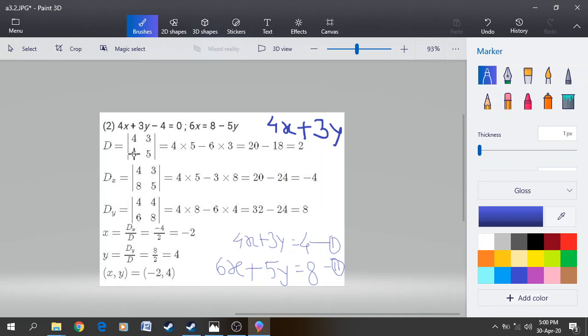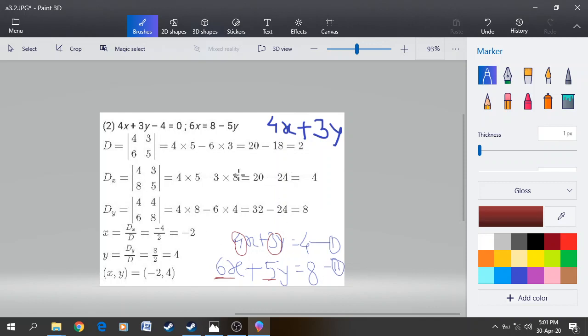After getting these equations, we can see that the determinants are calculated. The D determinant is 4, 3, 6, 5. Then 4, 3, 8, 5: what is changed? The coefficients of the x column, 4 and 6, are replaced by 4 and 8. Then 4 and 6 are written as they are, and 3 and 5 are replaced by 4 and 8.